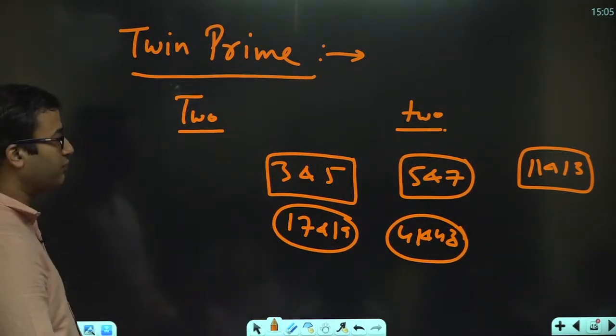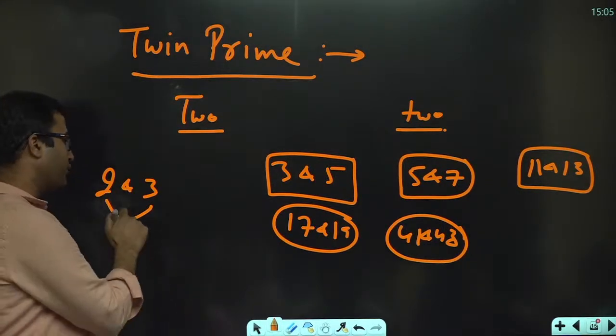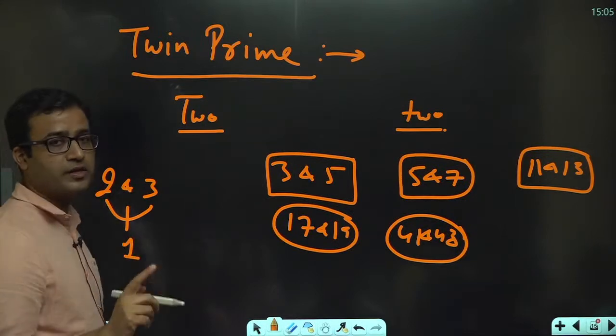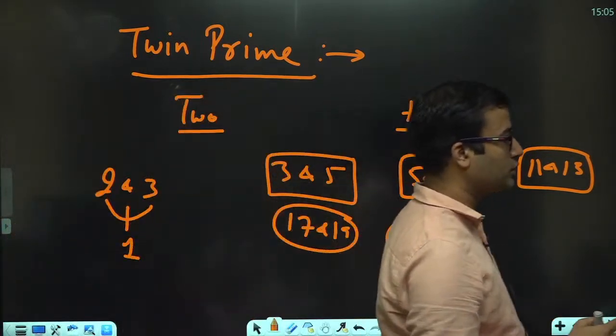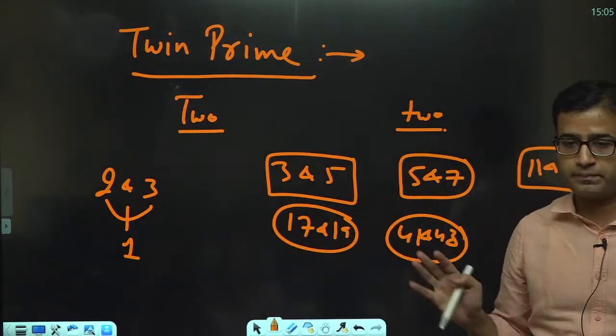Some students ask me, sir, whether 2 and 3 are twin primes. No, because 2 and 3 are consecutive, but the difference is 1. We have a difference of 1. So 2 consecutive prime numbers with a difference of exactly 2 are called twin primes.